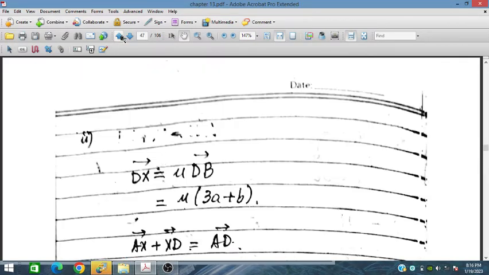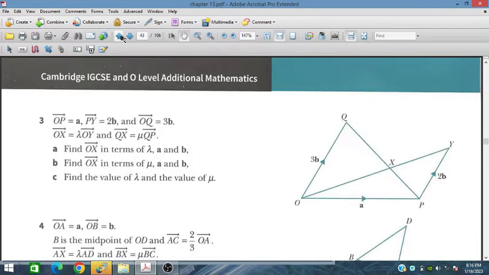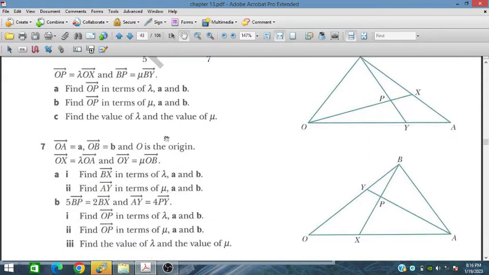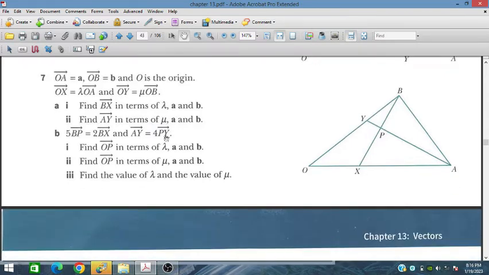Let's go back to question number. Let's solve this question 7. So here we have OA given as small a, and OB given as small b. O is the origin, and OX is lambda times OA, and OY is mu times OB. This information is given.